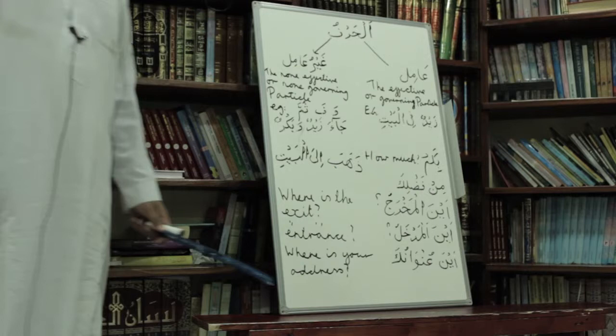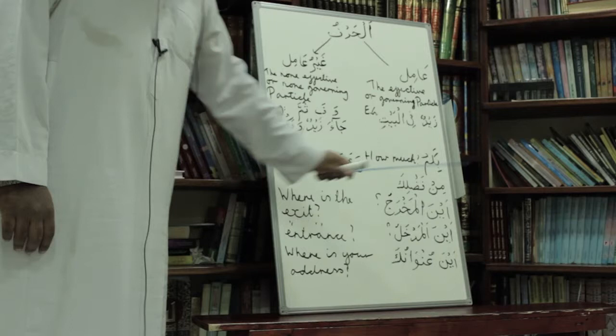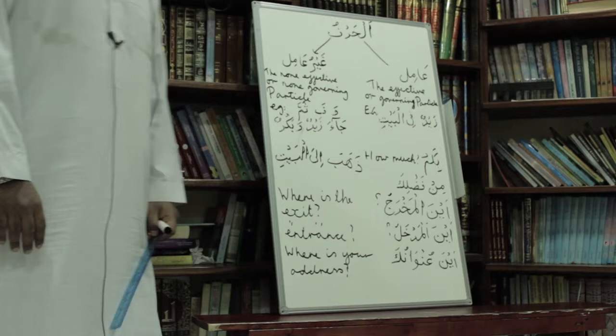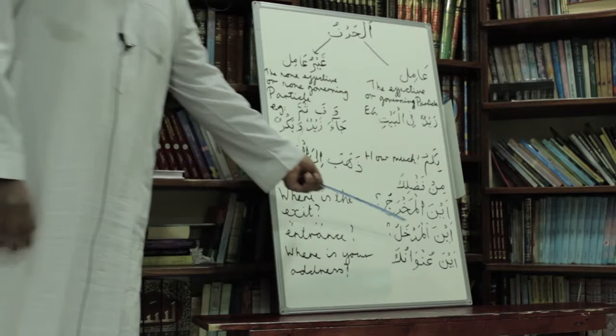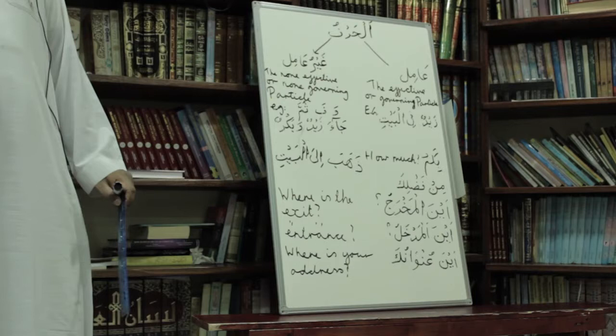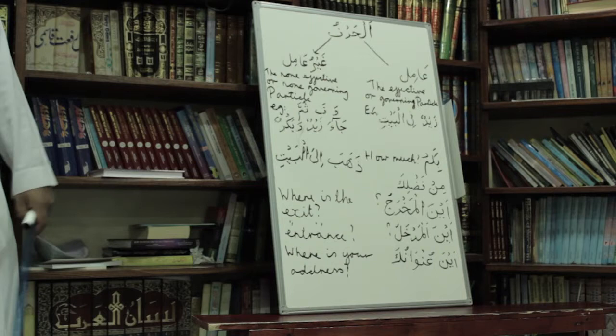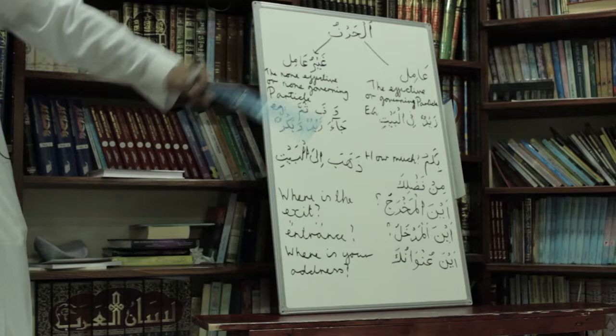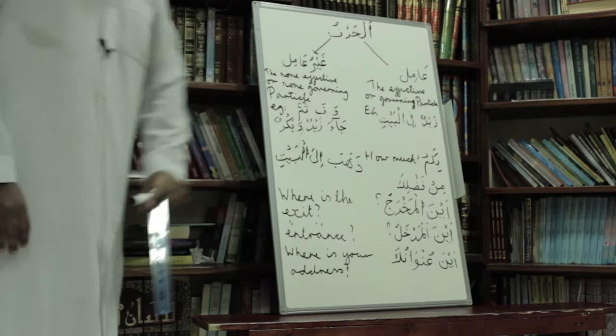Min fadlik means please. Ayn al-makhraj? Where is the exit? Ayn al-madkhal? Where is the entrance? I'm sure you're writing it down. At the end of week 7, you should have a good long list of phrases. Ayna unwanuk? Where is your address?